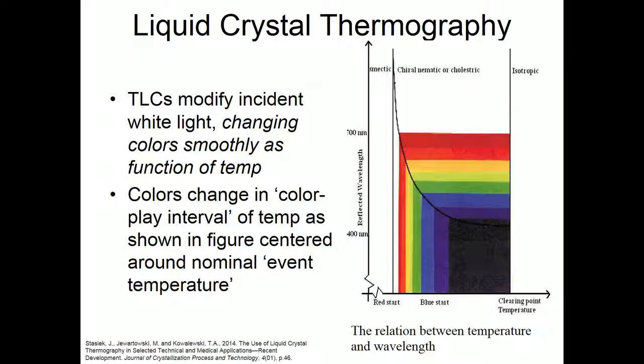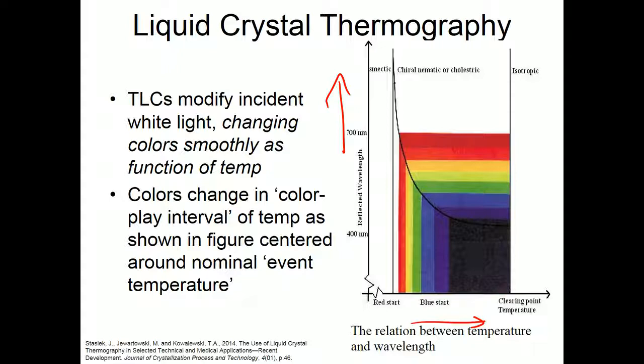So, let us look at a sample graph. This is the reflected wavelength, this is the temperature, this is the relationship between temperature and wavelength. So, what the TLC does is it modifies the incident white light. You are going to shine white light on this particular TLC coated object, and the color changes smoothly as a function of temperature. That is what happens.